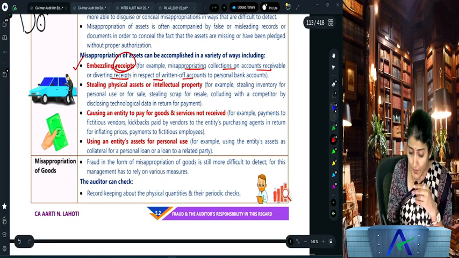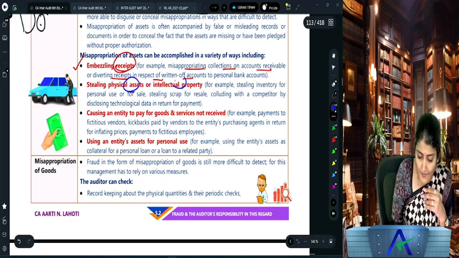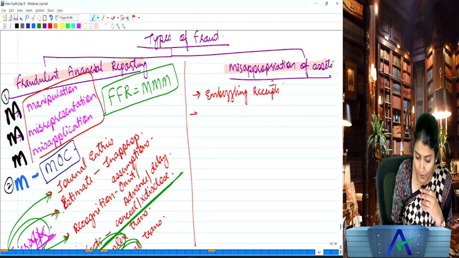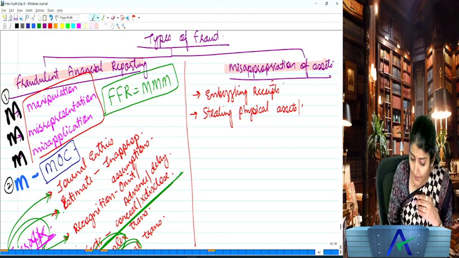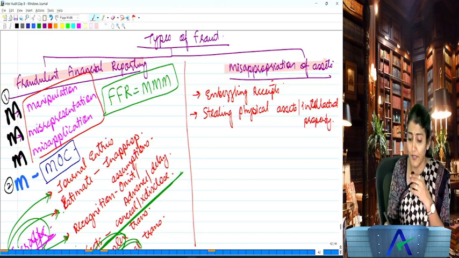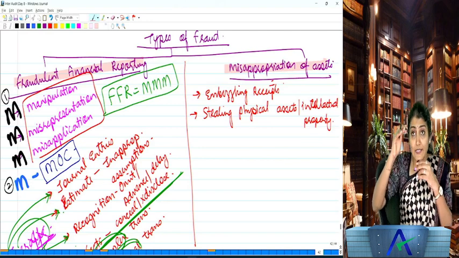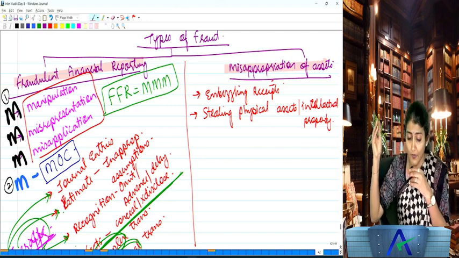Second, what you are doing? You are stealing the physical assets or the intellectual property of the company. So what does it say over here? Stealing the physical assets, that is stealing the inventory of the company, right? Or you are stealing the intellectual property of the company. And what you are doing with the intellectual property? You are selling it to the competitor for a price, right? So intellectual property of the company, right? So stealing the physical assets of the company, right?